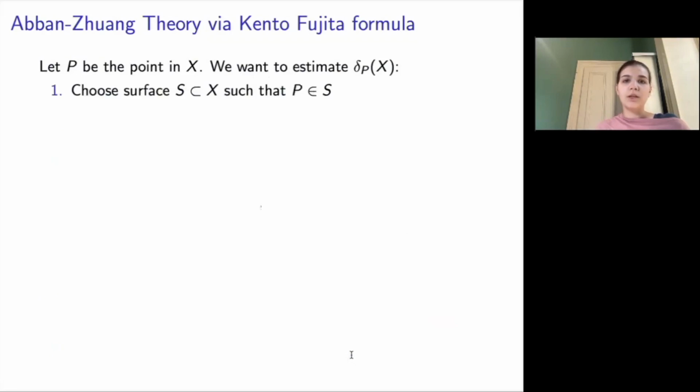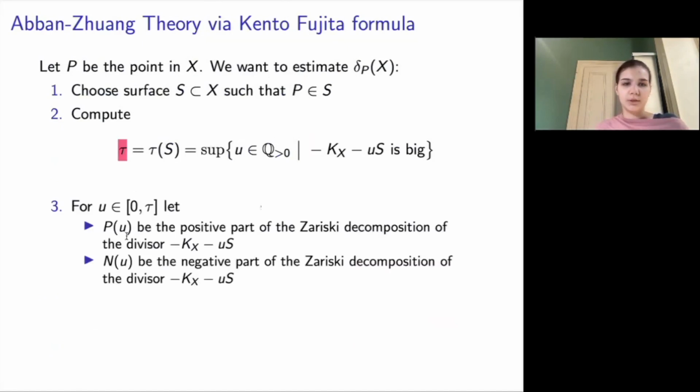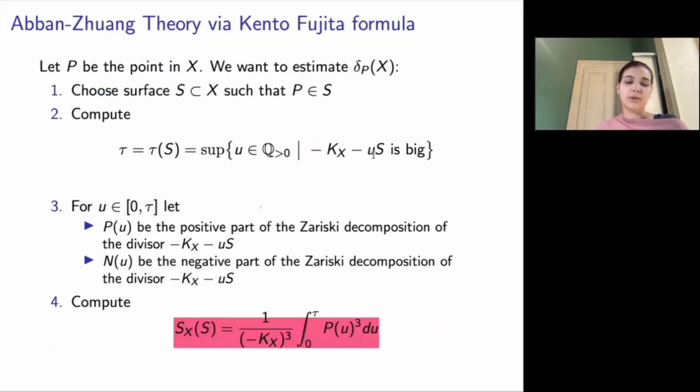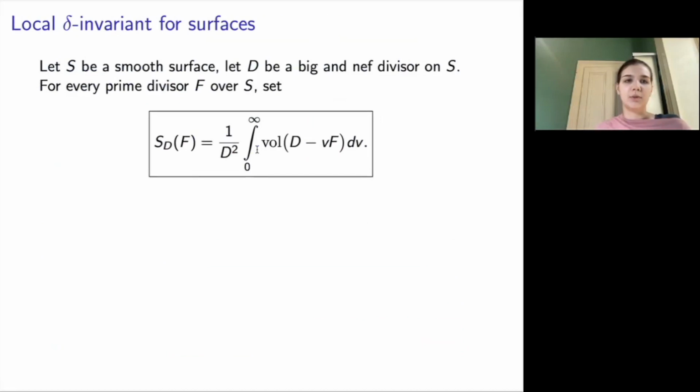So what we do, we take the point, then we take the surface which contains this point. Then we compute the Zariski decomposition for the divisor minus K_X minus uS. And for smooth Fano threefolds, it exists. Then we compute these three numbers: the log discrepancy, then the S integral, then the S_W integral, and then we do our estimation. And if we are lucky and it's greater than 1 for all points, then X is K-stable.